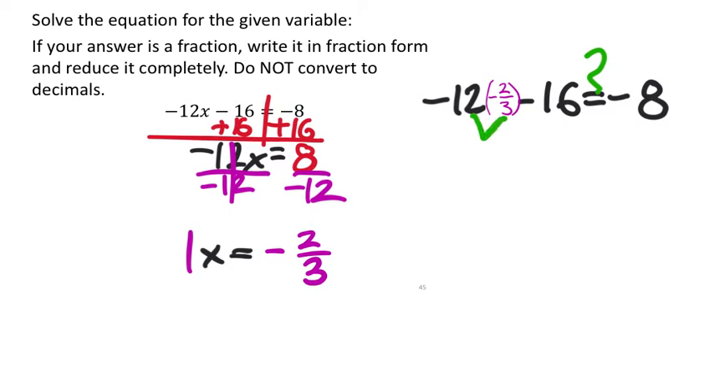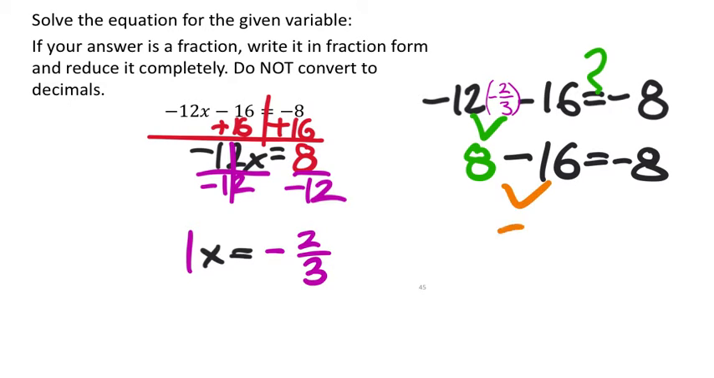So I've got negative 12 times negative 2/3. For me, I'd cross simplify. Negative 12 divided by 3 is negative 4. Negative 4 times negative 2 is negative 8, right? No, positive 8 because there are two negatives. So it's positive 8 right there. So I've got positive 8 minus 16. See how this would be nice with a calculator? 8 minus 16, what do we get? That's negative 8. Well, does negative 8 equal negative 8? Yeah, that's true.